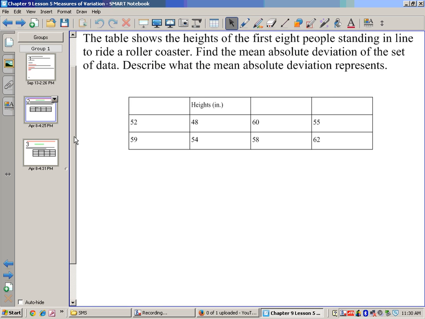First step, we have to find the mean. The mean, once again, is the average of the group of the heights. So we'd add those all up. And how many are there? There are 8 of them. You divide by 8, and you're going to get the average height is 56 inches. Okay, so now we know the mean of the group.